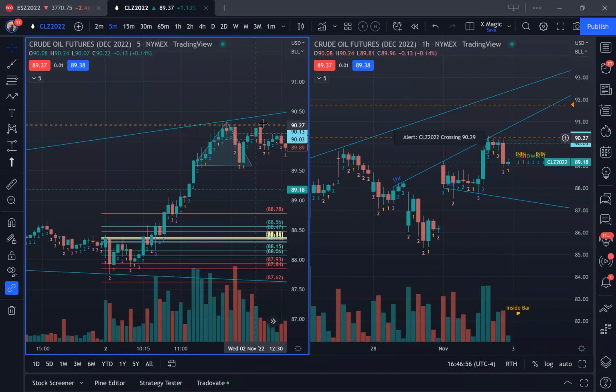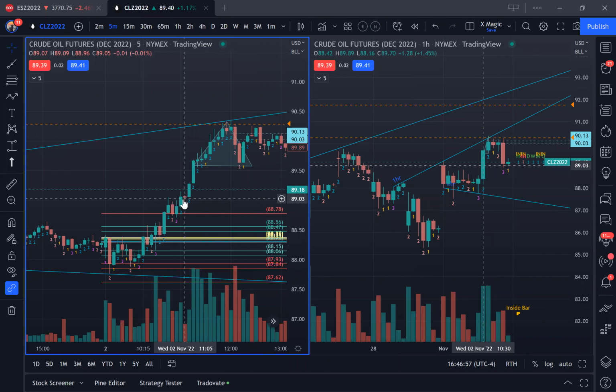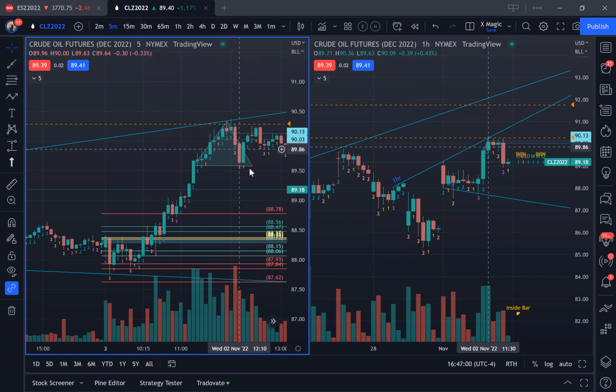So with the broadening formation, now that we got the rejection there, we know for a fact that that's like an exhaustion area. Price is kind of getting ready to pull back as we see here. And once it triggered this, we got this move all the way down.